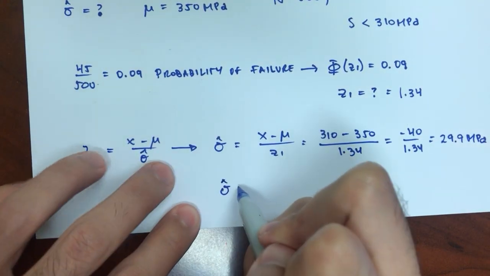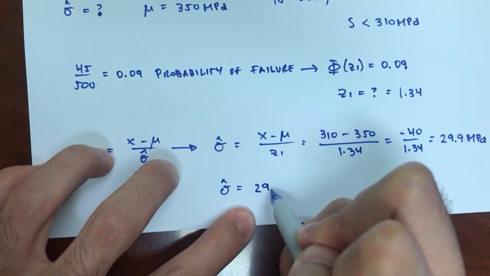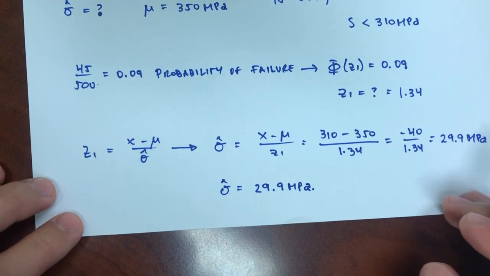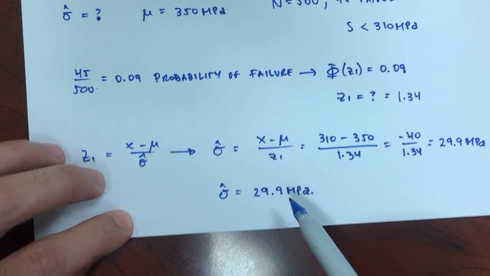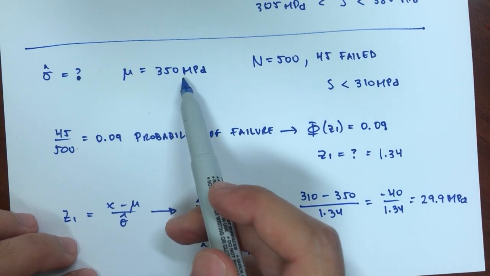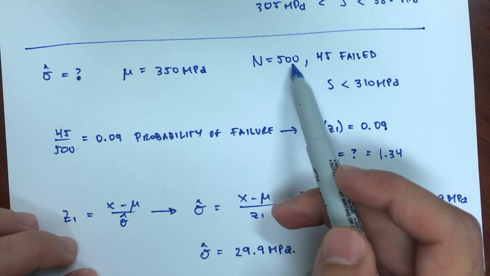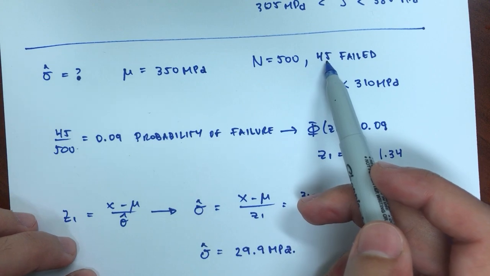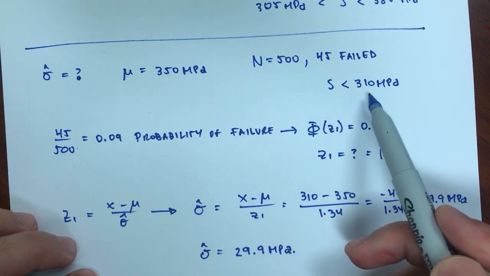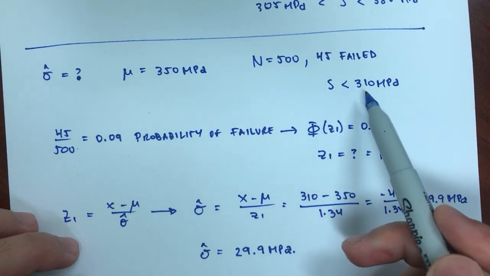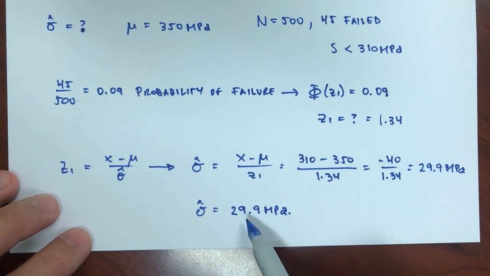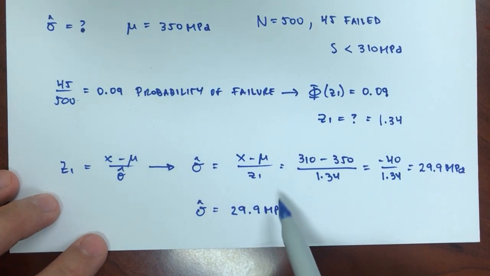So there it goes. My answer is that the standard deviation for that batch that I bought is 29.9 megapascals. Okay, so I got something that was reported to be 350 megapascals. I got 500 of them, but 45 failed, and I know that they would only fail if the strength was lower than 310 megapascals. With that information, I know that the standard deviation that should have been reported was close to 29.9 megapascals.